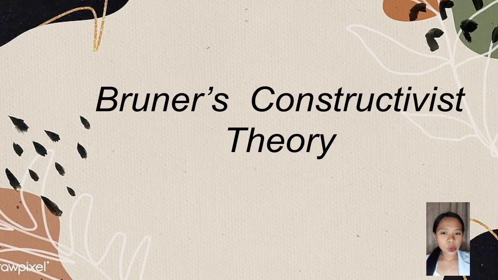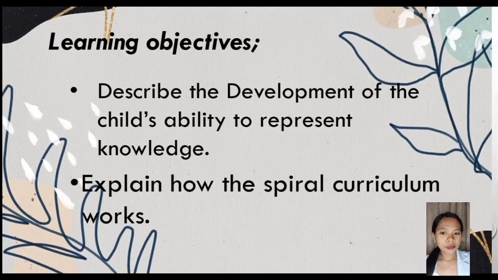This is Chapter 13, Bruner's Constructivist Theory. I have here first the objectives. Describe the development of the child's ability to represent knowledge. Second is explain how the spiral curriculum works. First, we need to know who is the person behind this theory.